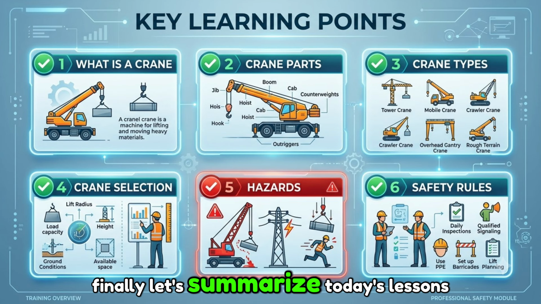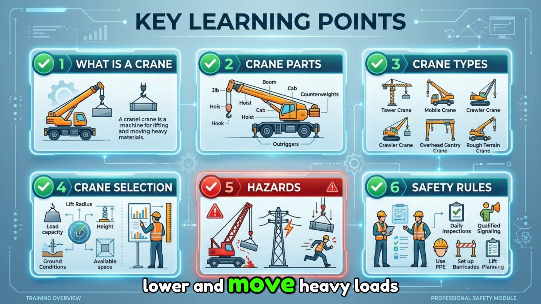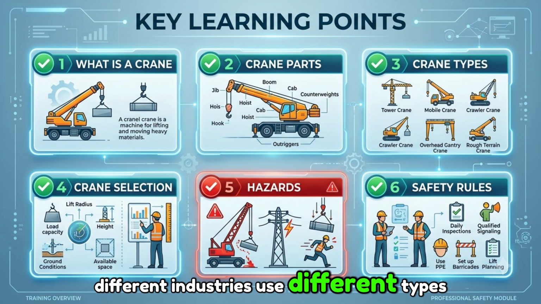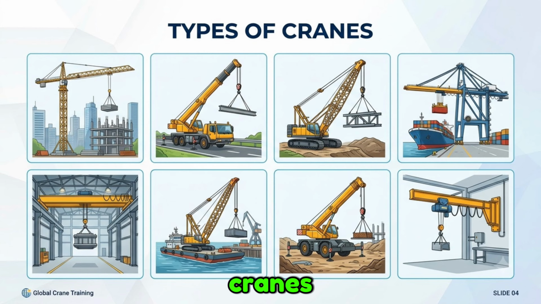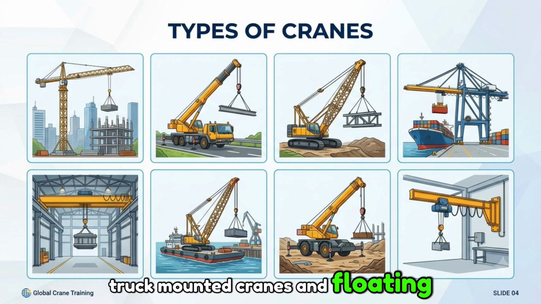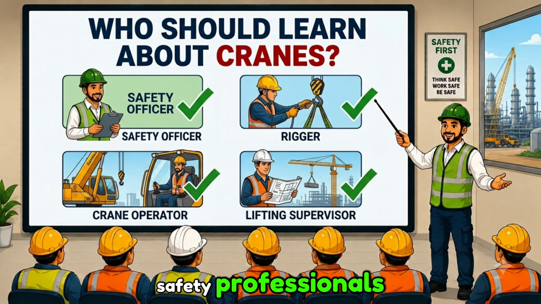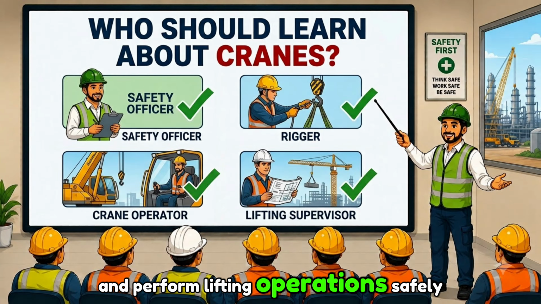Finally, let's summarize today's lessons. A crane is a machine used to lift, lower, and move heavy loads safely and efficiently. Different industries use different types of cranes depending on the nature of the work. Today we learned about mobile cranes, crawler cranes, tower cranes, overhead cranes, gantry cranes, rough terrain cranes, truck mounted cranes, and floating cranes. Understanding the different types of cranes helps safety professionals, lifting supervisors, riggers, and crane operators select the right equipment and perform lifting operations safely.